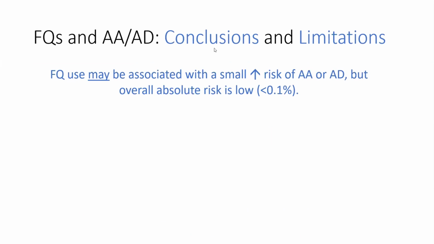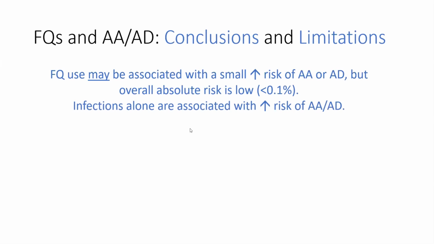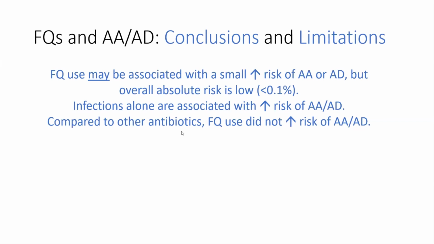And so, what can we conclude from these two studies? Fluoroquinolone use may be associated with a small increased risk of aneurysm or dissection, but the overall absolute risk was still low, less than 0.1%. Infections alone are associated with an increased risk. And compared to other antibiotics, fluoroquinolone use did not increase the risk of aneurysm or dissection.